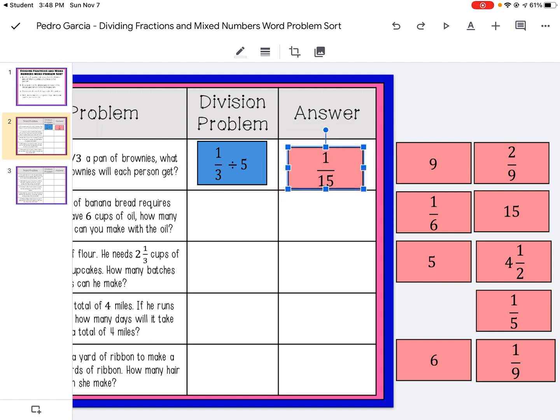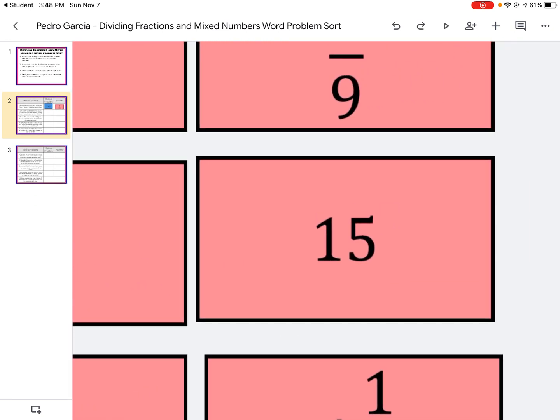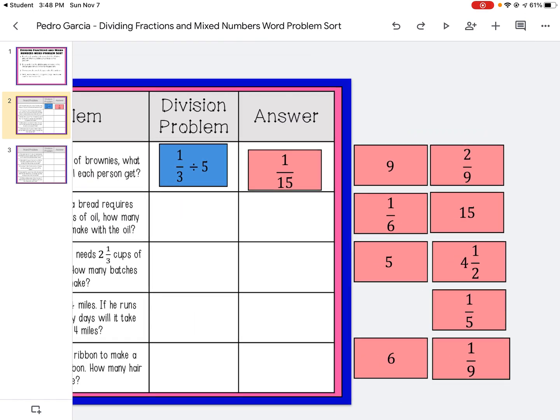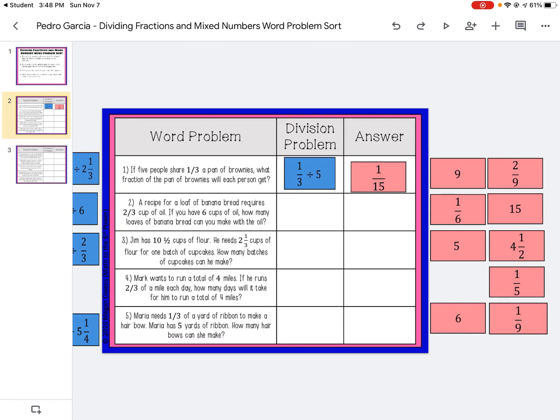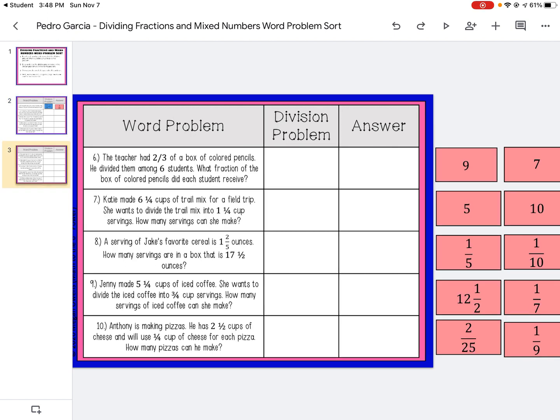Notice if I would have done it wrong, the answer would have just been 15. Look, they do have a tile that says 15. That means just because there's a tile there with the answer, that doesn't mean you did it right. So you still need to be checking your answers. Okay, so you'll do the same thing for this slide and all of the next slide. Remember, if you have any questions, remember to talk to your group before talking to your teacher.